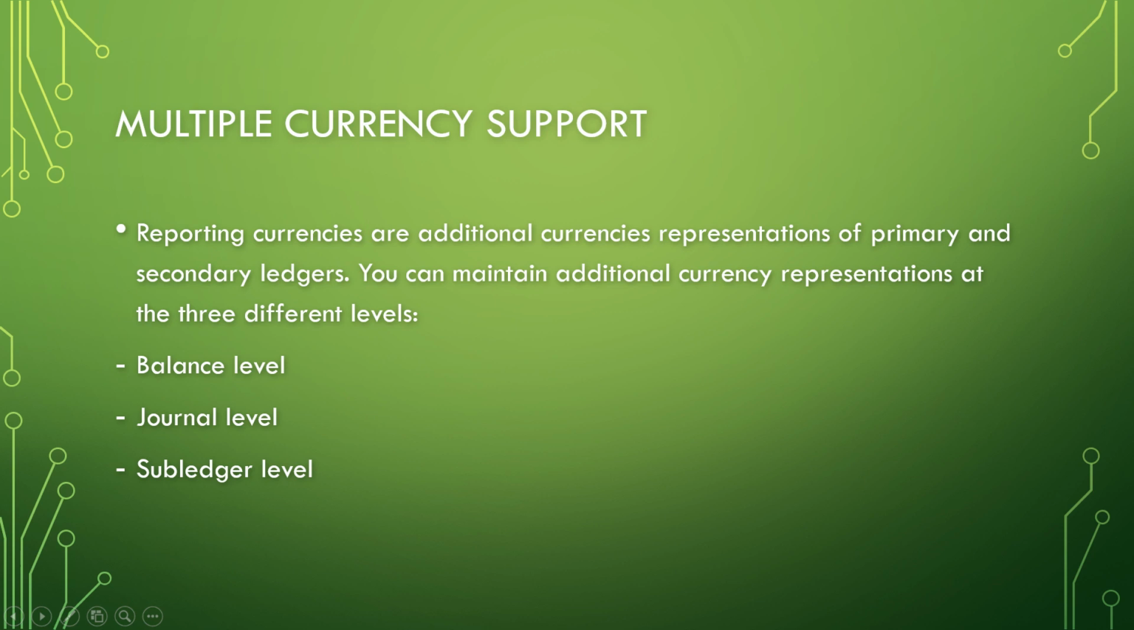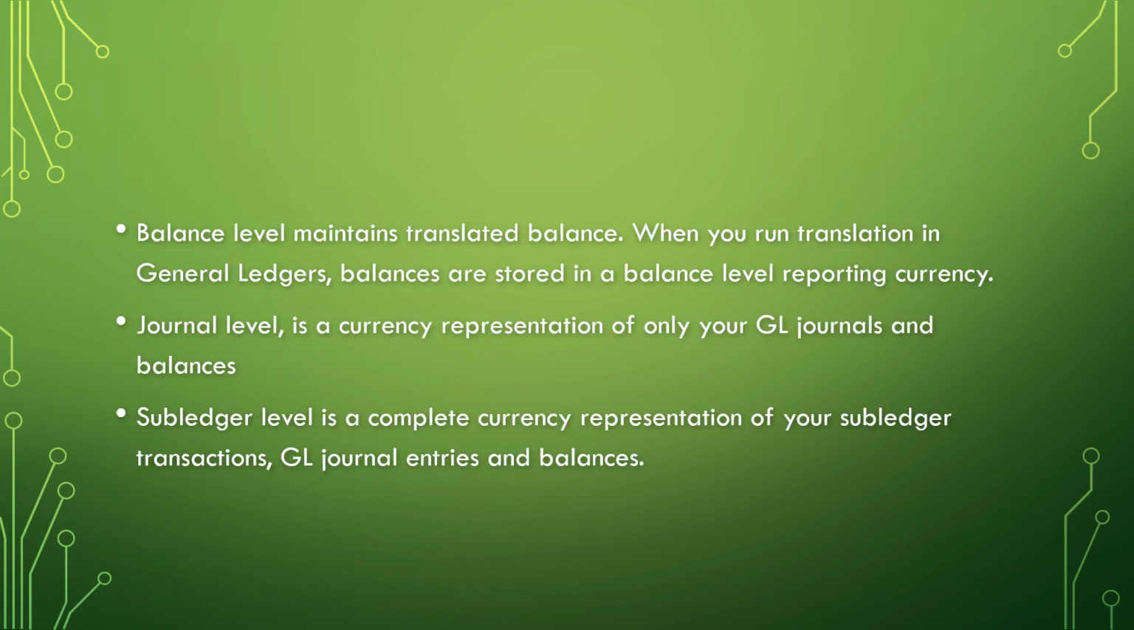Multiple currency concept: reporting currency or additional currency representation of primary and secondary ledger. You can maintain additional currency representation at three different levels. Balance level, only at the balances, if you need. Journal level, each and every journal. Subledger level, at the subledger. So once we are going to set this up, we have to decide which level you need the multi-currency option.